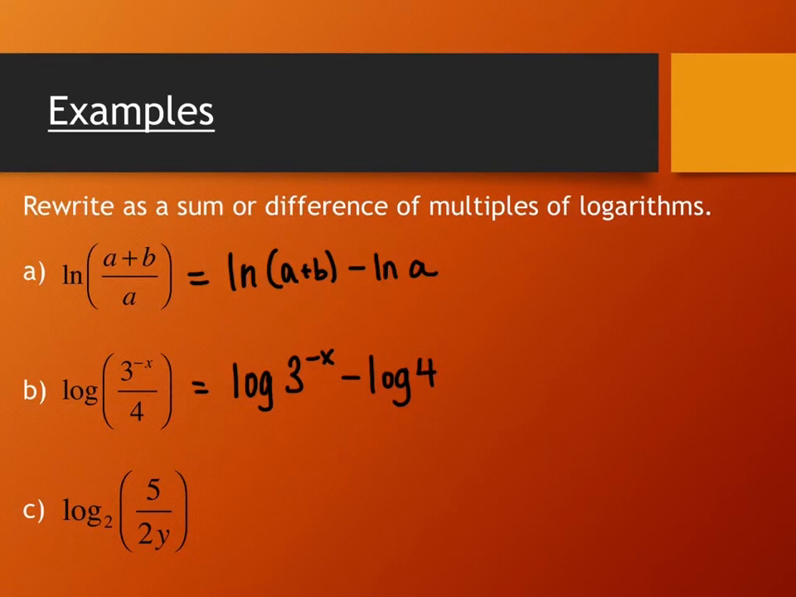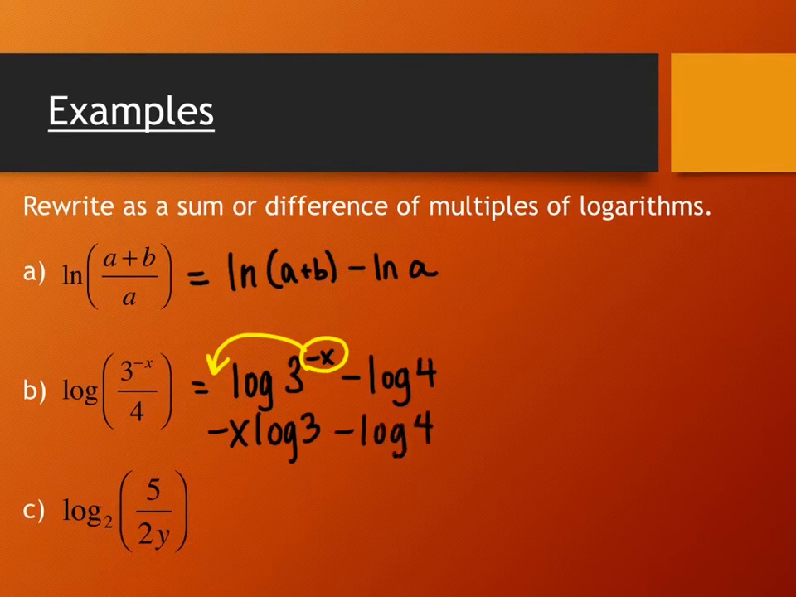Okay, so we've dealt with the fact that there was division and we've separated into subtraction. Then we deal with the fact that I've got exponents that I need to pull down. So I can take this exponent and I can move it to the front, and I would have negative x log 3 minus log 4.